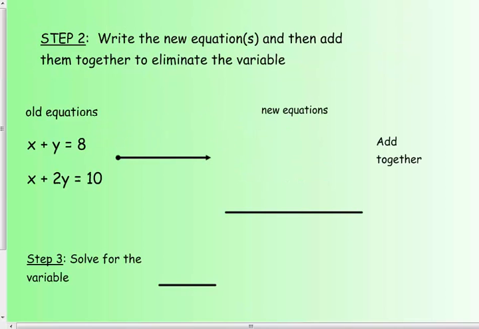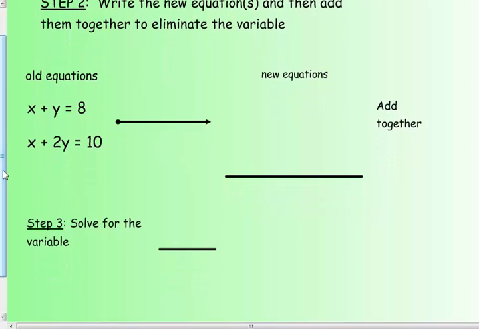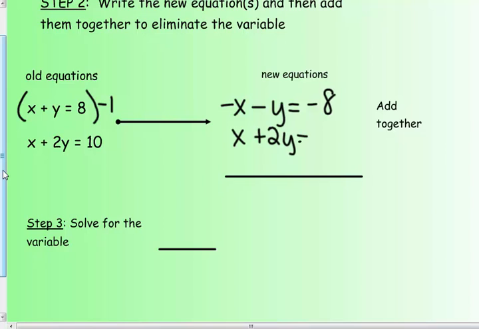Step 2 says write the new equation or equations and then add them together to eliminate the variable, because you're going to have opposites. And when you add opposites, they cancel. So I chose to multiply this equation by negative 1. So it becomes negative x, negative y equals negative 8. Everything in there becomes its opposite when you multiply by negative 1. So then the other equation hasn't changed, it's still x plus 2y equals 10.